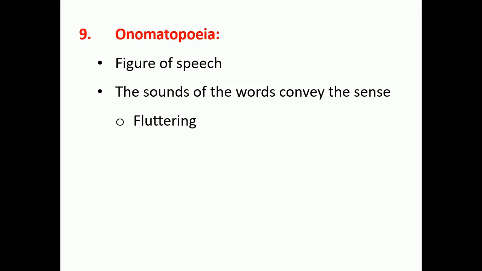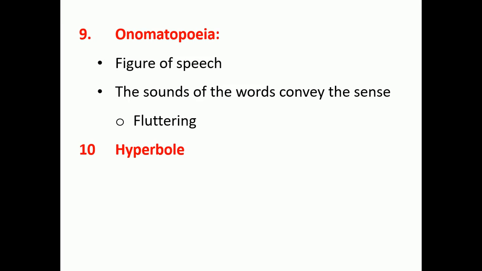So once we read this line itself, we will feel it. What was the line? Fluttering and dancing in the breeze. Of course, when we read it together with dancing, we know that fluttering means it's shaking its head and moving, something like dancing according to the breeze. So that's what is meant by onomatopoeia. It's a figure of speech. The sounds of the words convey the sense.